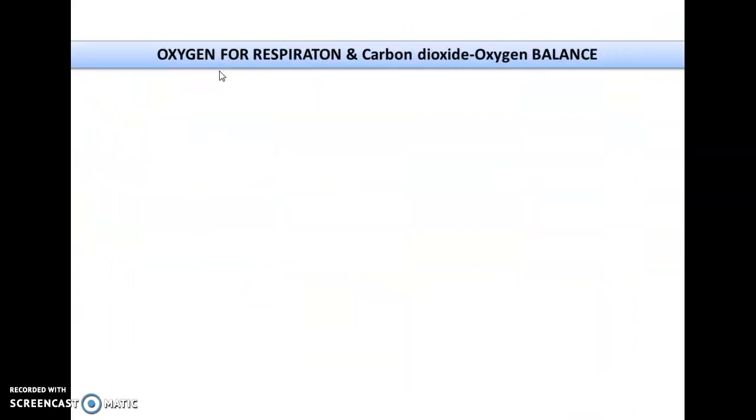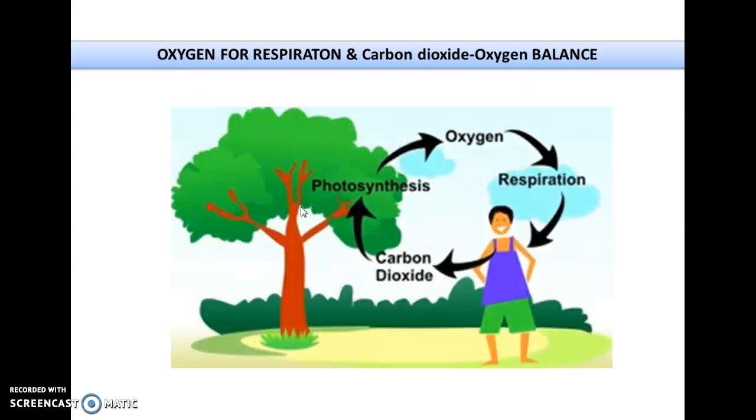Another example for the significance of photosynthesis is oxygen for respiration and carbon dioxide oxygen balancing. In this picture we can see that the presence of free oxygen in the atmosphere is a result of photosynthesis, and no animal can survive without this oxygen because this oxygen is needed for respiration, right? So we can say photosynthesis provides oxygen for respiration.